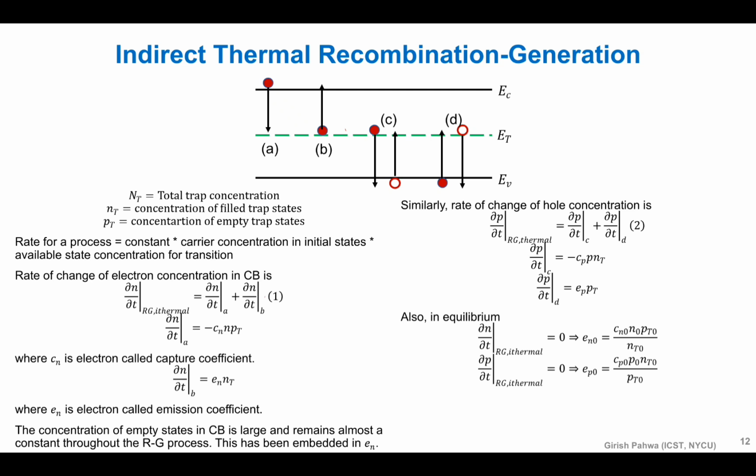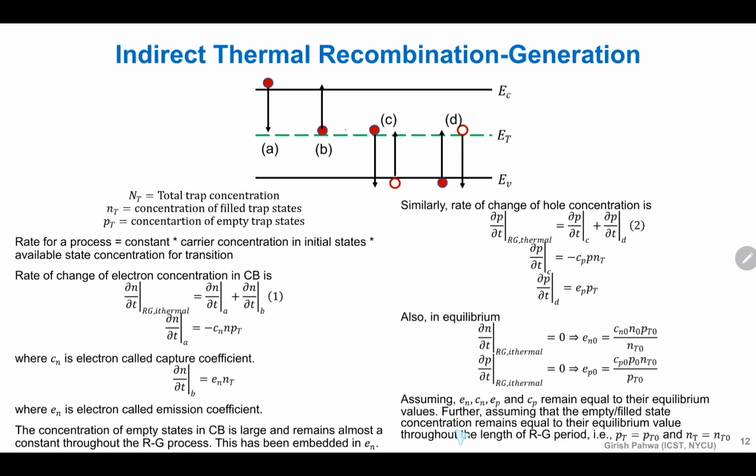It means their value will remain approximately close to their equilibrium value, meaning En is equal to En naught, Ep is equal to Ep naught, Cn is equal to Cn naught, Cp is equal to Cp naught. Plus one more assumption.